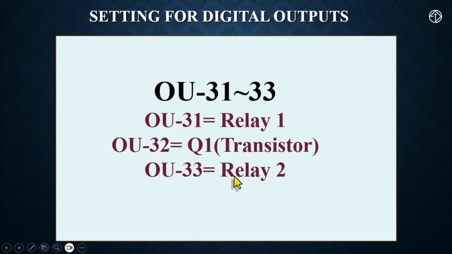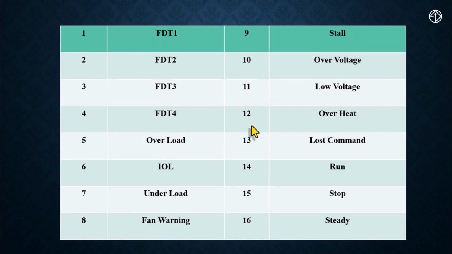For example, if you want to assign a function to parameter OU31, which is for relay 1, you can specify that if a certain event occurs in the inverter, for example, a fault happens or the inverter simply runs or stops, a relay should be activated, or specifically relay 1 should be activated. How do we do this? According to the table you see, if you set parameter OU31 to any of these numbers, the relay will operate according to the function defined opposite that number.